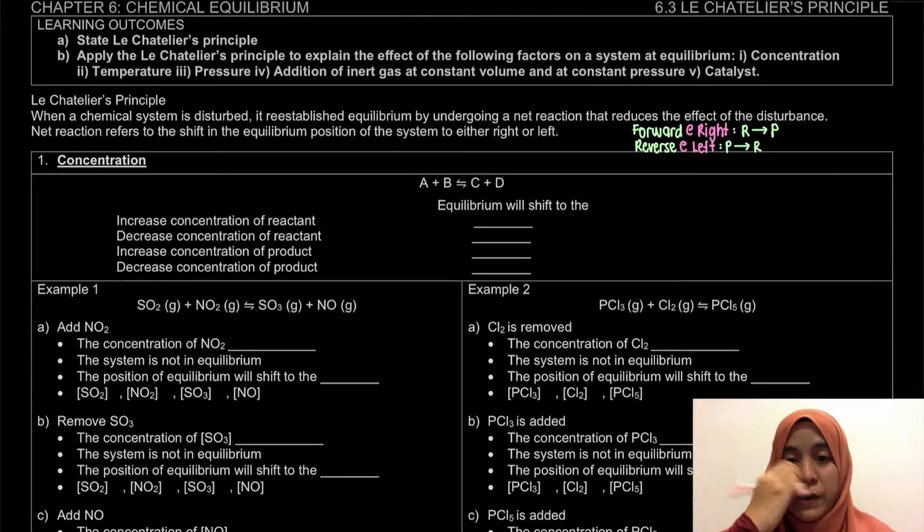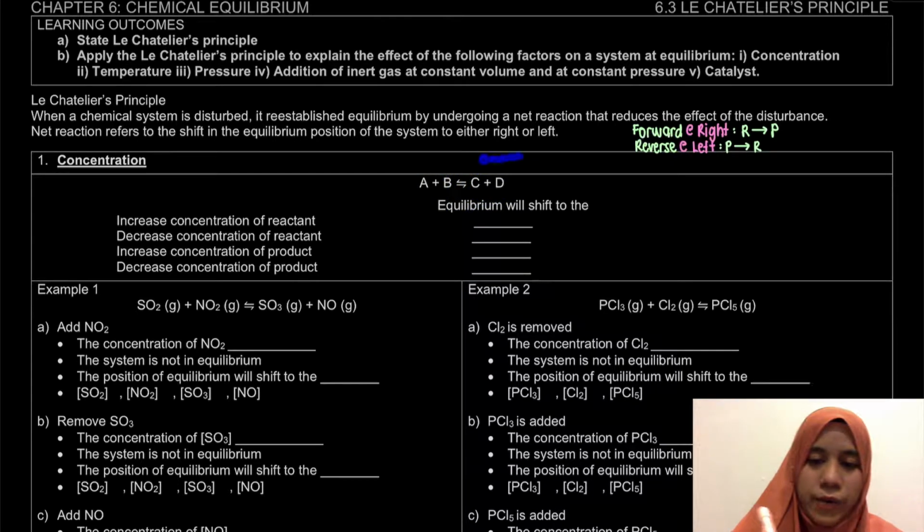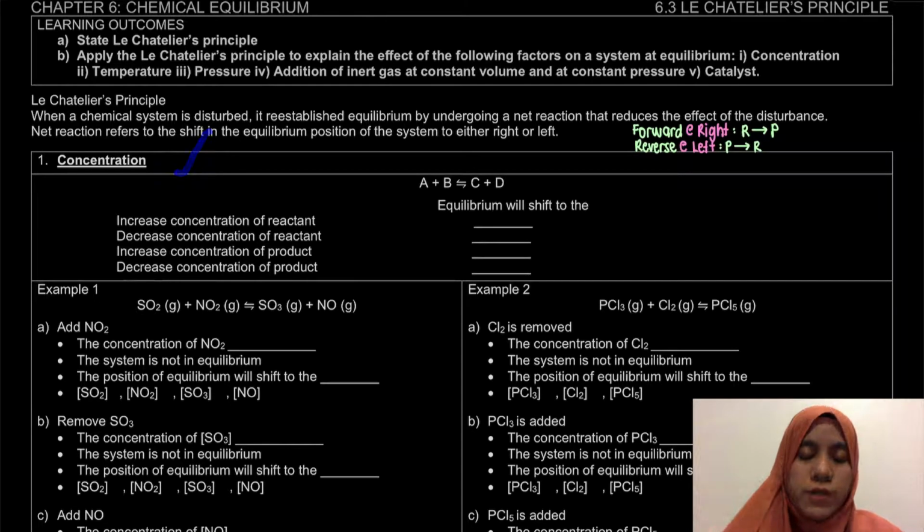So what does right and left mean? Right is a forward reaction where the reactant changes to product. The reverse reaction means the product becomes reactant, or left. We follow the arrow: to the left goes here, to the right goes there. In reaction quotient, we had calculations with a value to be calculated. But for Chatellier's principle, it will not be given any value, but there are several factors we will discuss. In this video, we're going to discuss concentration.